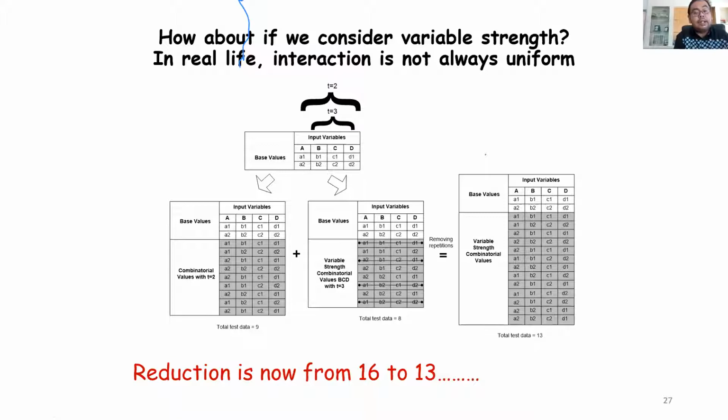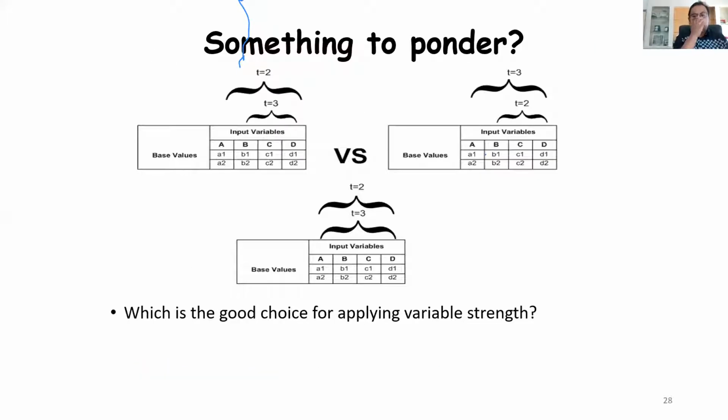So there is a reduction from 16 to 13 when you did this. Okay. So the point I want to make is that T-way testing can help you systematically reduce the number of exhaustive tests you want to do in your testing. You can minimize, but based on interaction of variables. So this is the point we want to make now.